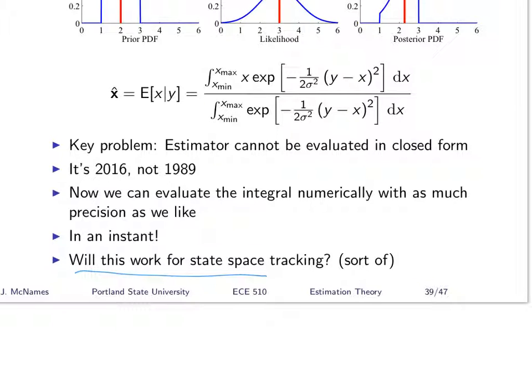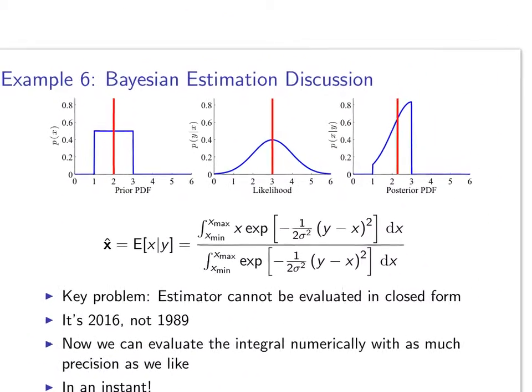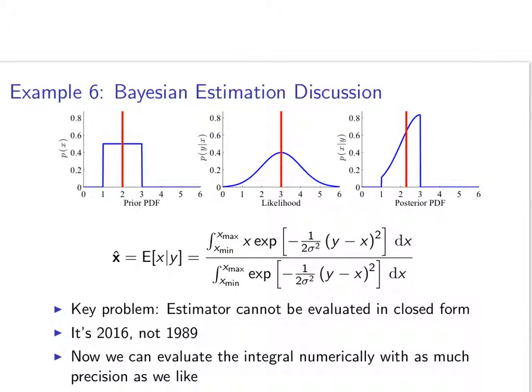Can you go over again the meaning of the red lines on those graphs, and especially the one on the posterior PDF? I didn't quite catch where that was from or why. So this is the mean of that distribution. And if you didn't have any measurements, this is what you would guess, because all you know is that x is bounded.